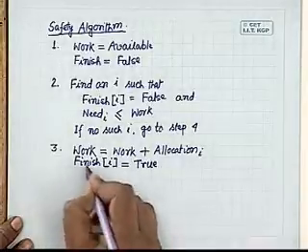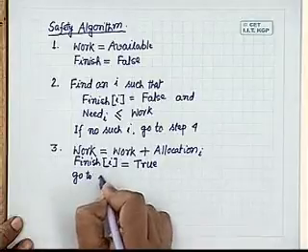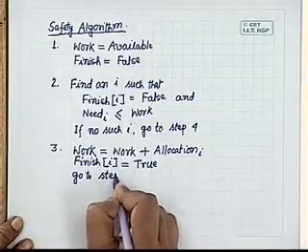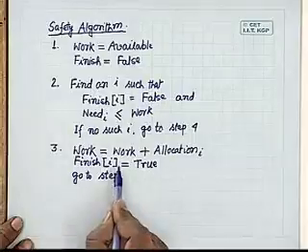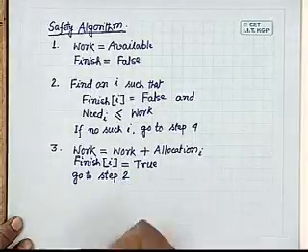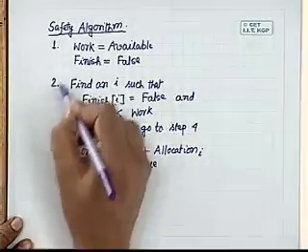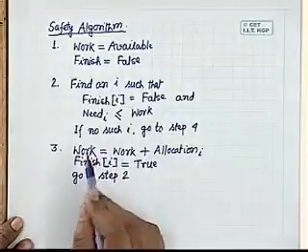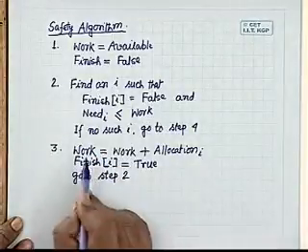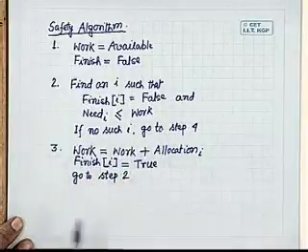Okay. Then you go back to step 2. That means I have found one process which can be complete. Then I have to find out whether there is any other process that can also be completed. And these steps between 2 and 3 will be repeated until this condition is satisfied. That is, if no such i, then go to step 4.